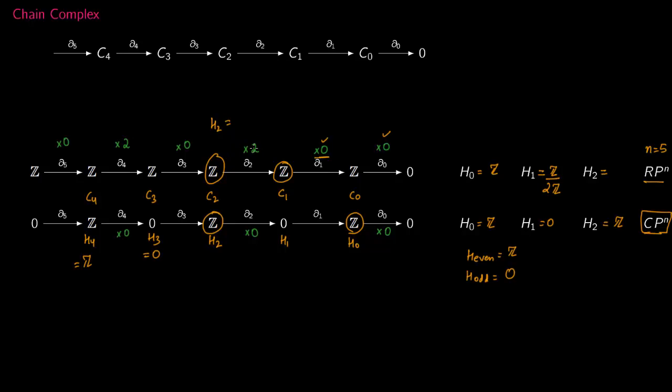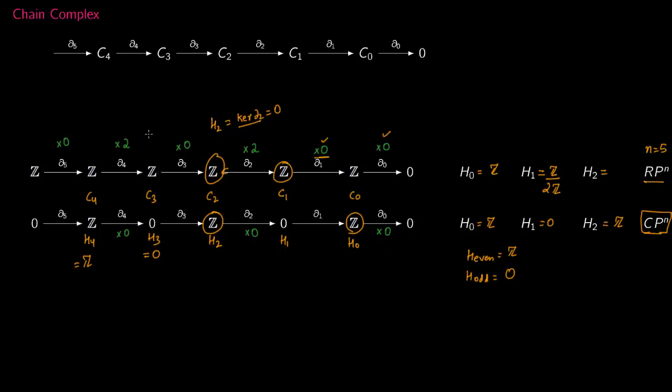So that means this is an injective map. So kernel is just 0. So kernel of delta 2 is just 0. So this map is 0. You don't really care about the image, because no matter what you write in the denominator, it's just going to be 0, because kernel is 0, since this map is injective.